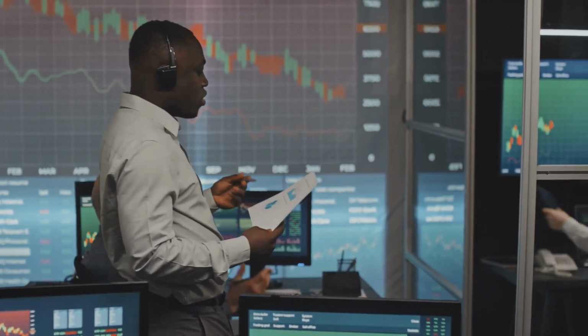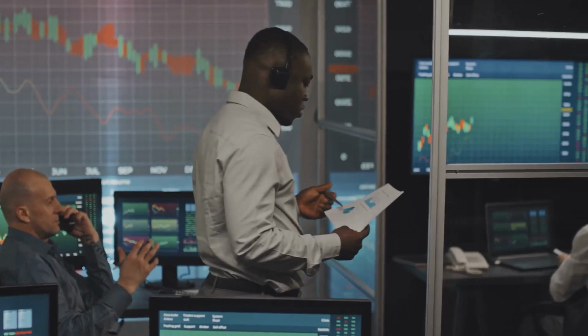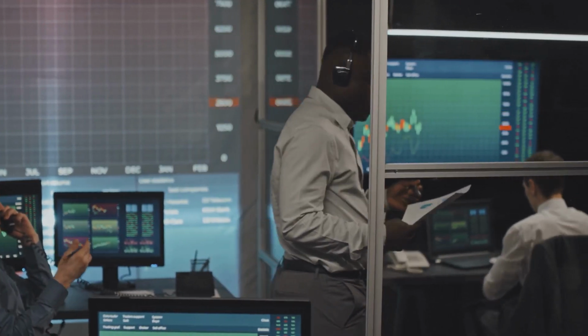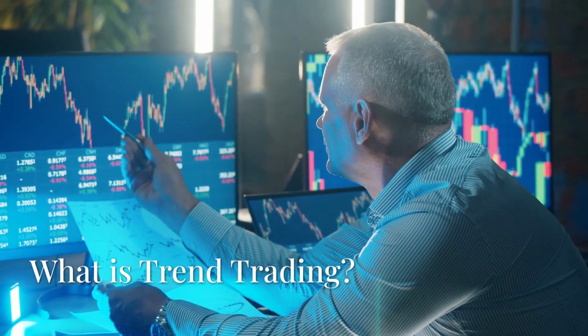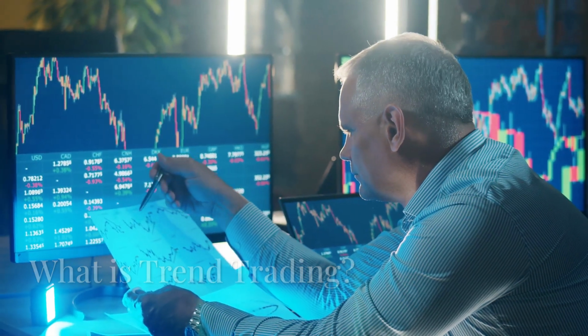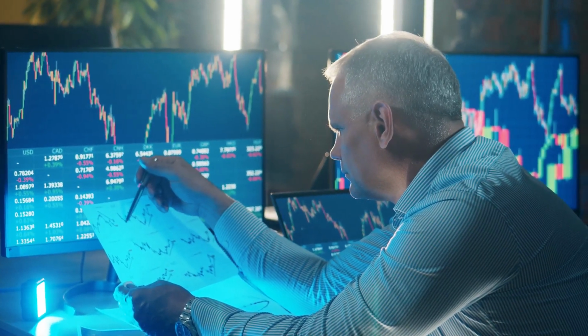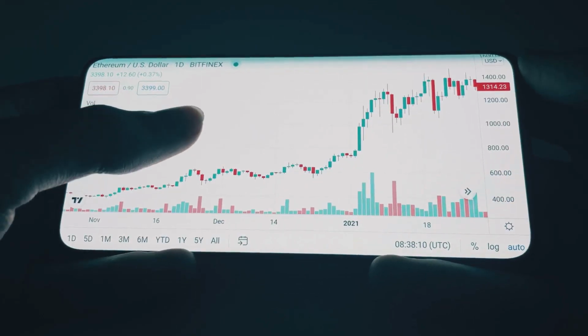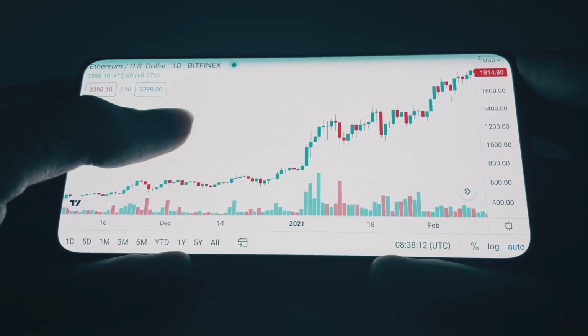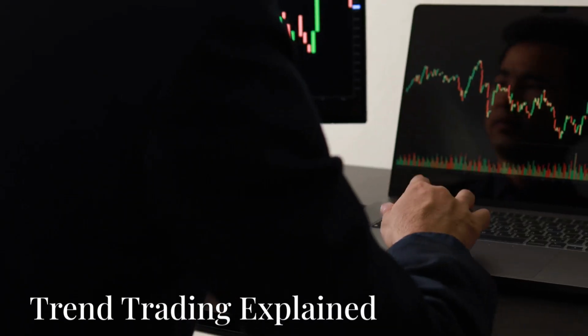Today, we're diving into one of the most reliable methods used by successful traders worldwide: trend trading. You've probably heard the phrase, "the trend is your friend," but what does it really mean? How do you recognize a trend? And more importantly, how do you trade it? Let's break it all down.